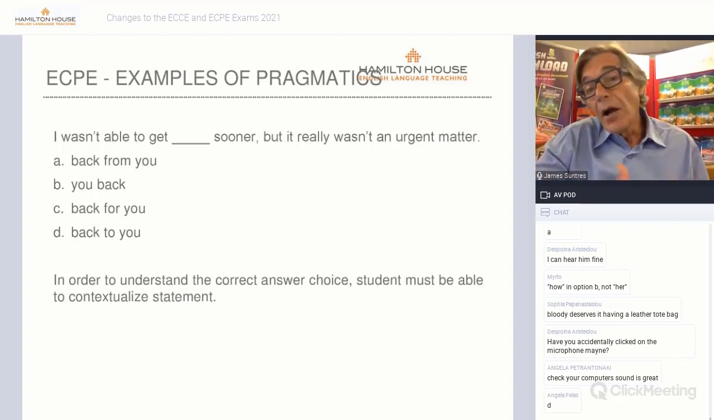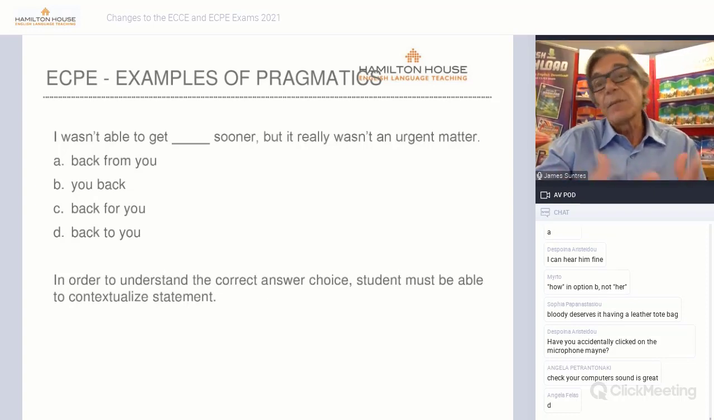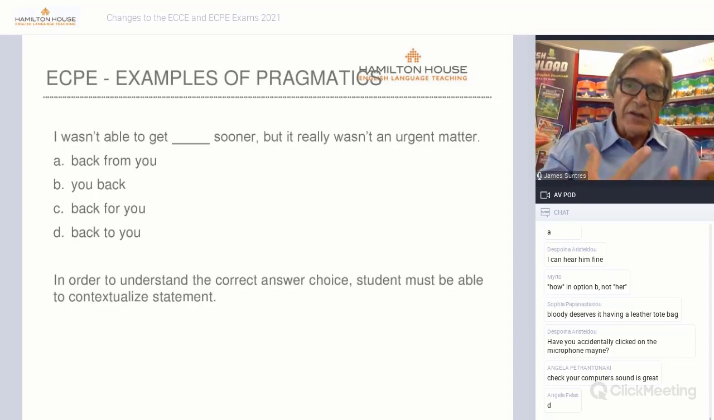Now, I argue that in order to understand the correct answer choice, students have to be able to contextualize this statement. They have to understand, well, when would you use "to get back to someone"? It's about a message. Although this is a grammar section, it's more language use than grammar per se. In order to really understand this, you have to understand the concept of getting back to somebody, responding to an earlier message.